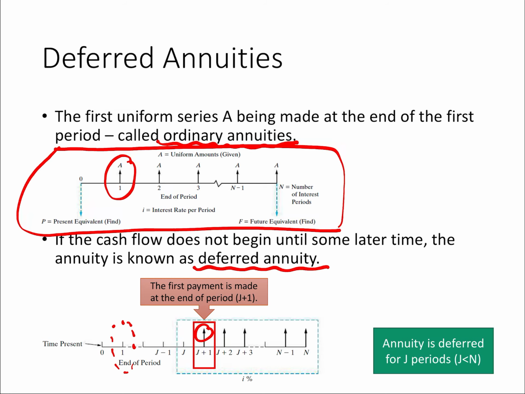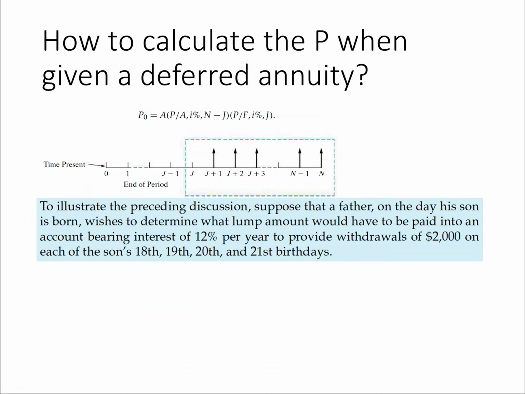Okay, and then for this type of annuity, we have a new equation to calculate the present value. Okay, so if you have some delayed annuity, it's not happen at the end of the first period, but at some later time. How do you convert that back to the present time? I mean the time 0. Okay, so this is the equation you want to use. And look at this equation. It's A times P/A, i%, N minus J. Okay, so now you need to know what is N and also what is J.